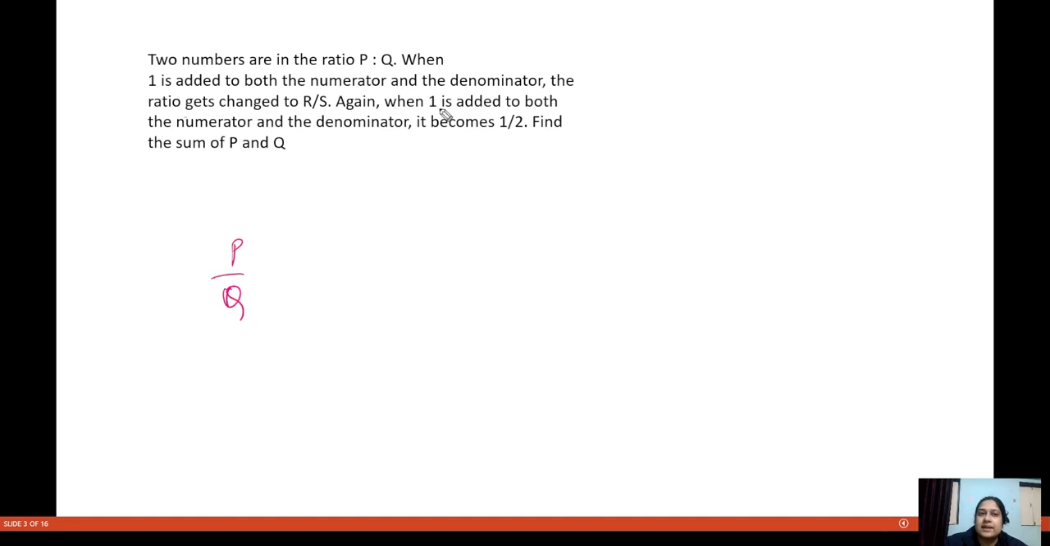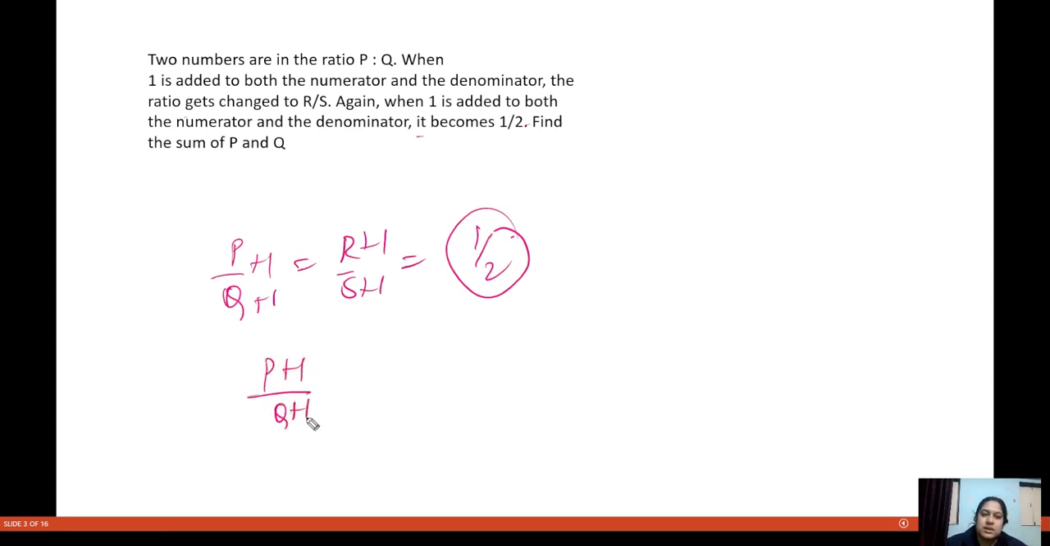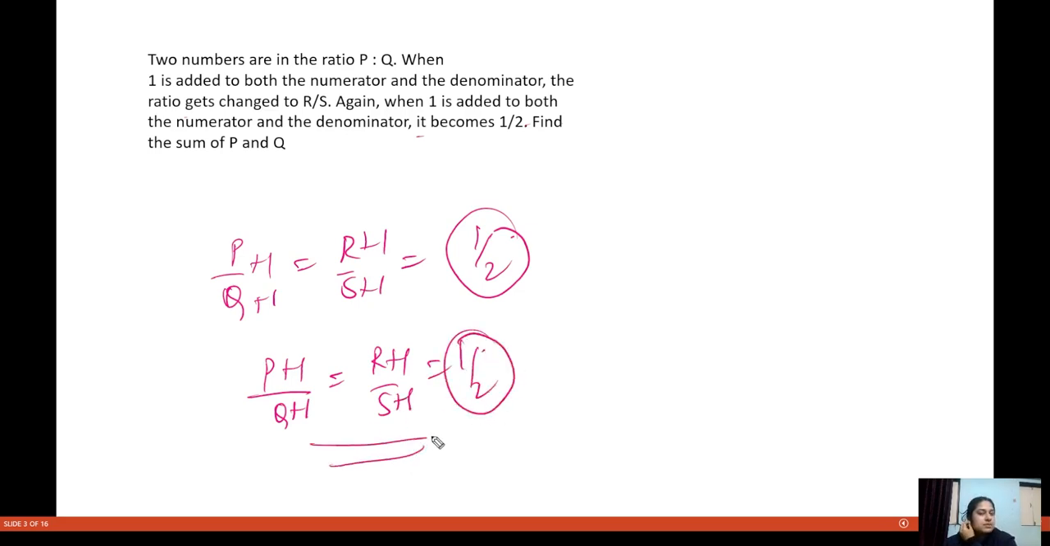So you have P plus 1 divided by Q plus 1, and you have R plus 1 divided by S plus 1, and this becomes 1 by 2. So this is how you do your question. Find the sum of P and Q. There can be multiple values possible here.